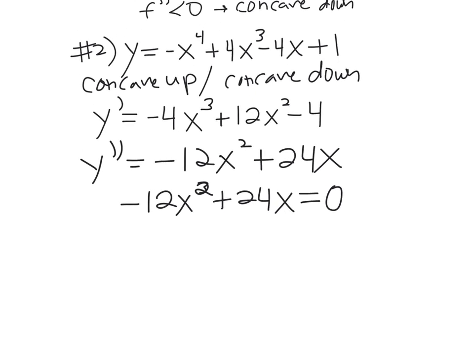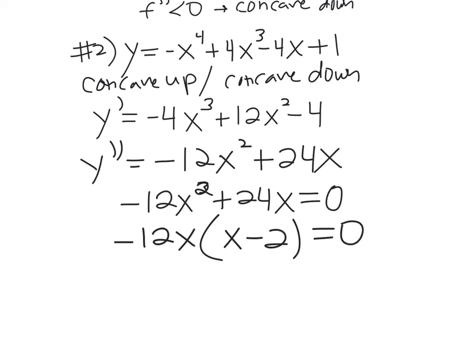Once again, we have a quadratic to solve, so let's factor out a negative 12x. Hey, it's the same ones, isn't it? That's funny. I didn't mean to do that. So you get x minus 2, and so x is 0, positive 2.